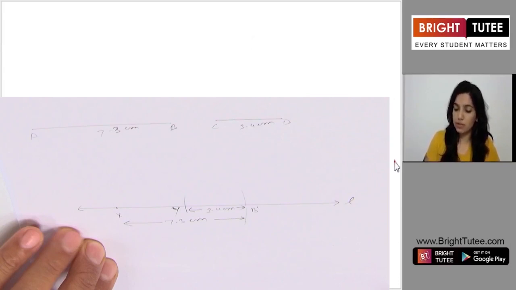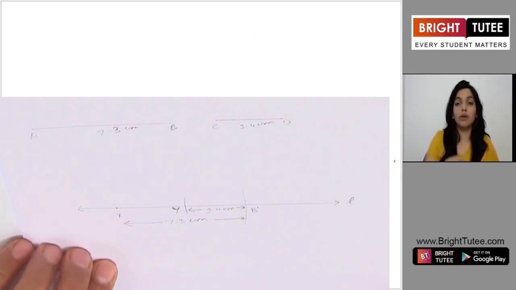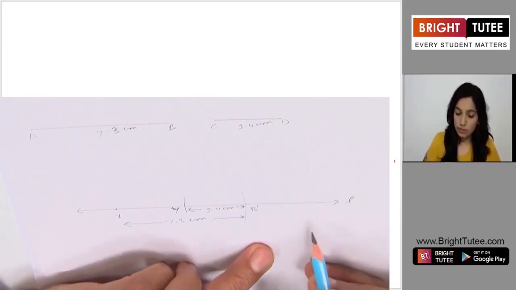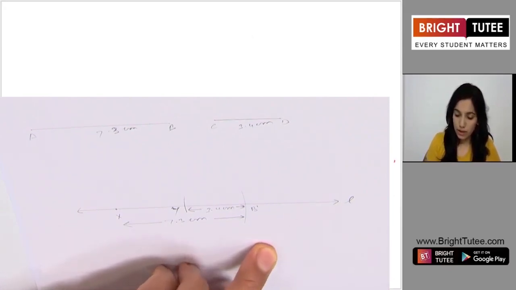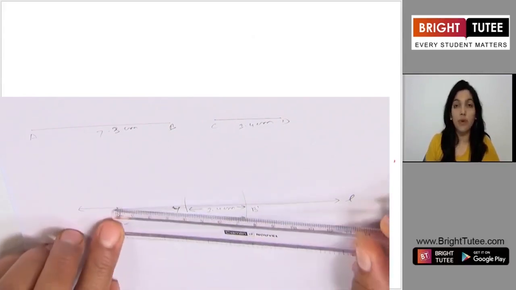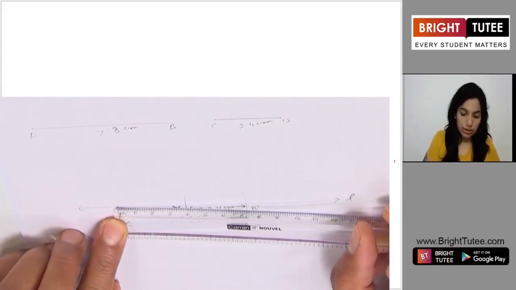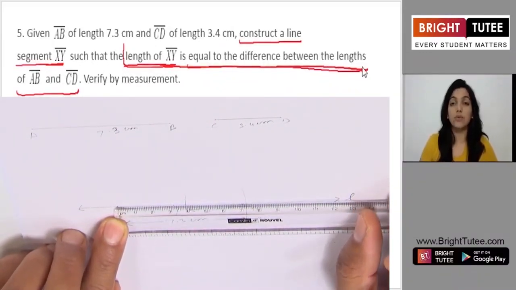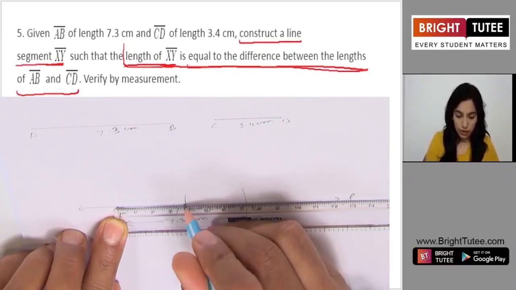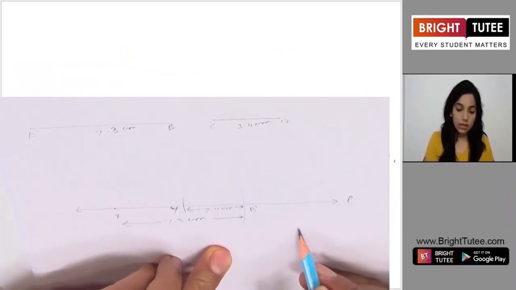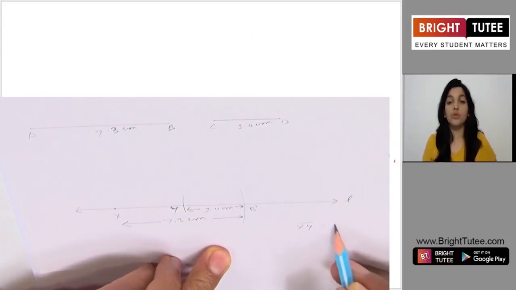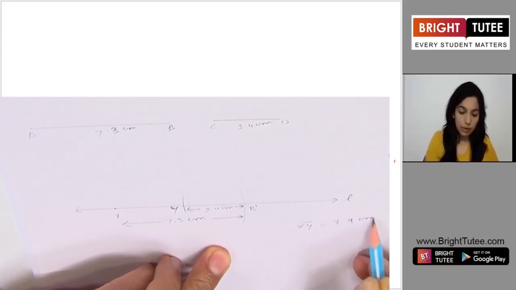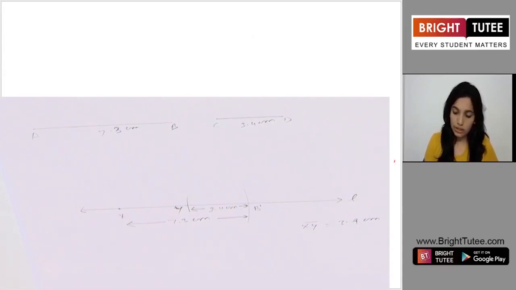3.4 centimeters. Okay. Now out of 7.3, we have cut out 3.4. What is the measure that we have got of XY? This is what we were asked to draw. We were asked to draw this line segment XY. Read the question again. We need to draw XY, that is equal to the difference of the lengths. So see, we have drawn XY and what is the value of XY? Use the ruler to find its value. It will come out to be 3.9 centimeters. I hope this is clear.